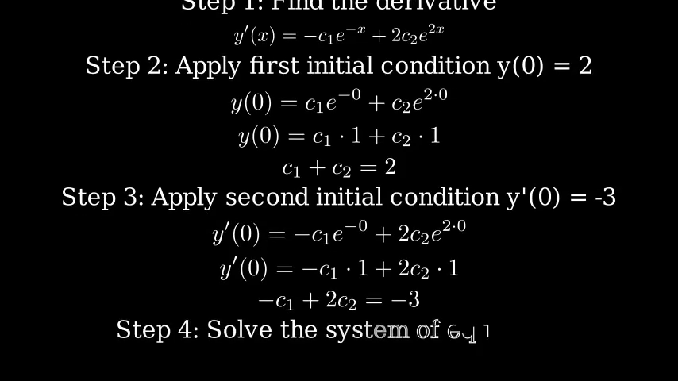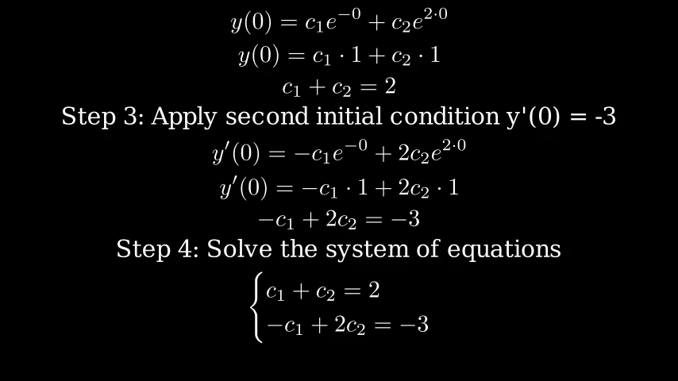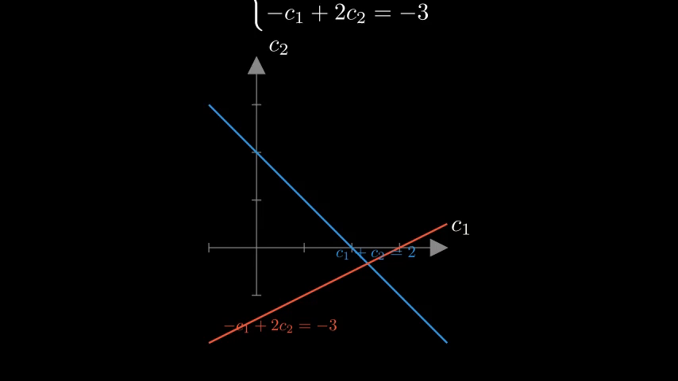Now, we have a system of two equations with two unknowns. Equation 1, c1 plus c2 equals 2. Equation 2, negative c1 plus 2c2 equals negative 3. Let's visualize this system of equations. The blue line represents c1 plus c2 equals 2, and the red line represents negative c1 plus 2c2 equals negative 3. The solution to our system is the intersection point of these two lines.